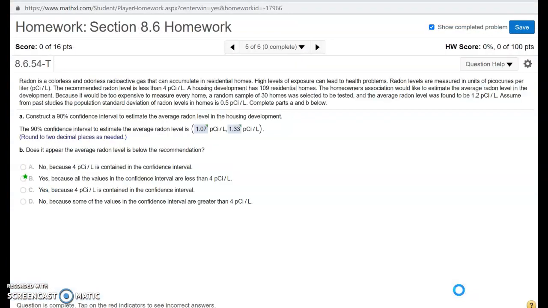Does it appear the average is below the recommendation? Well, the recommended level is less than 4. So yes, because all the values in the confidence interval are less than 4 picocuries per liter.